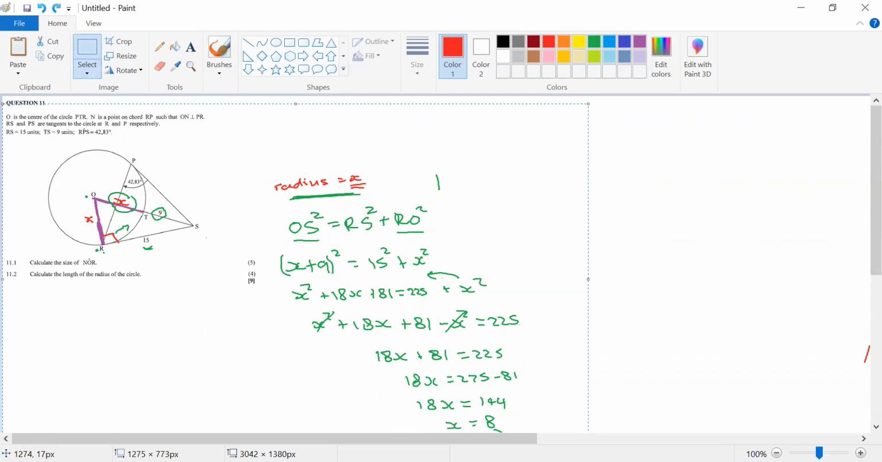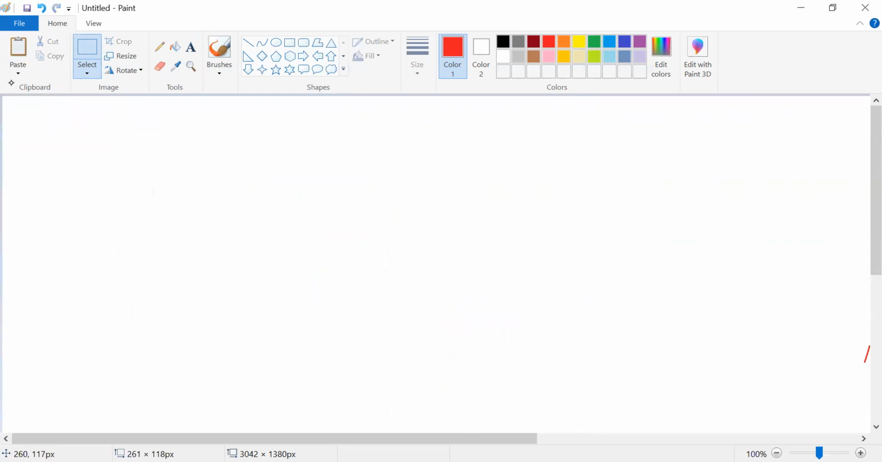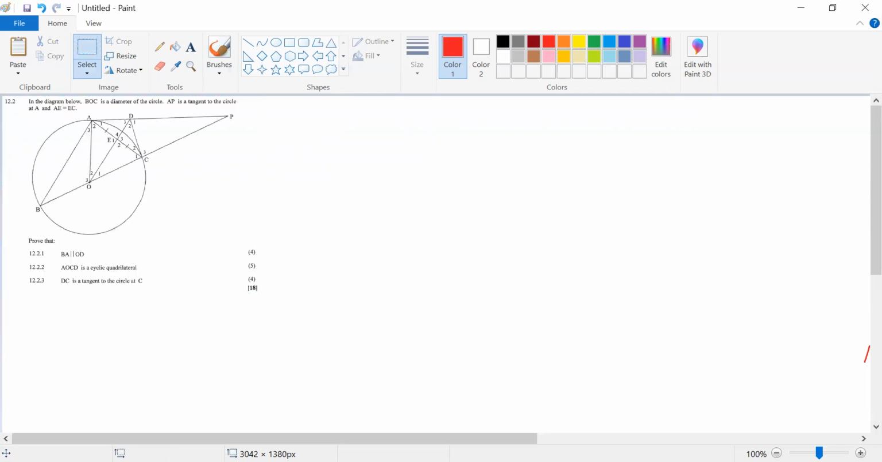Can I move on to the next question? Yes. All right. So now let's look at the last question for 16, sorry. I'm not going to do 12.1 because that is a proof question and you can easily do that yourself. We'll look at 12.2. But let me bring 12.1 on the screen as well.